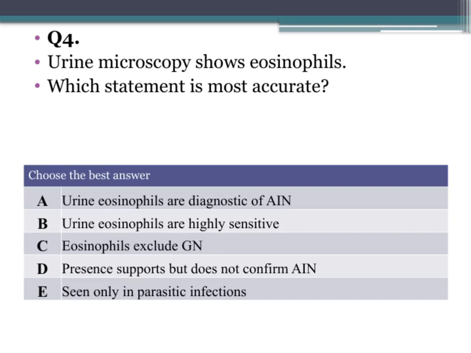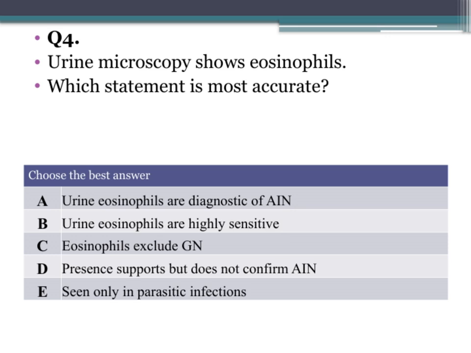Let's examine this question about urine microscopy showing eosinophils. The key here is understanding what the presence of eosinophils in the urine actually indicates. Option A suggests that urine eosinophils are diagnostic of acute interstitial nephritis, or AIN. While eosinophils are common in AIN, their presence alone isn't enough to make a definitive diagnosis.